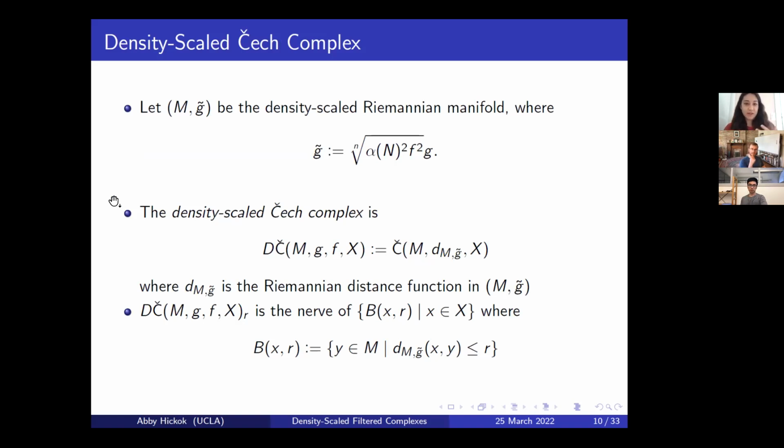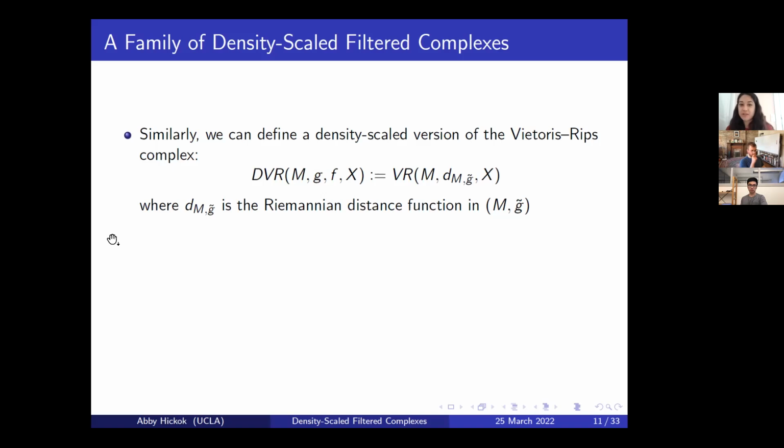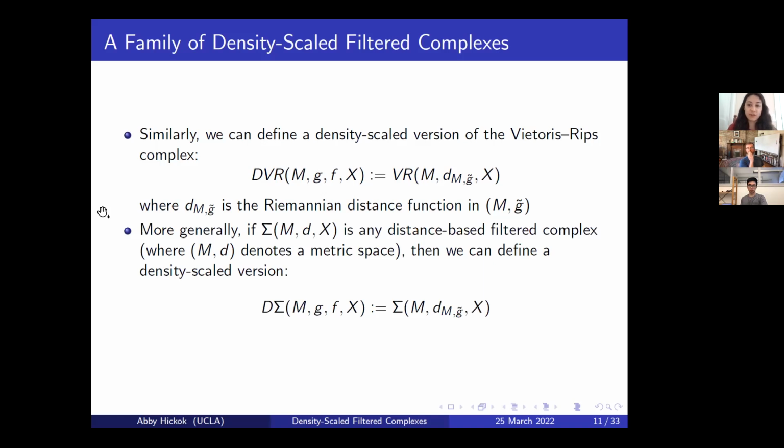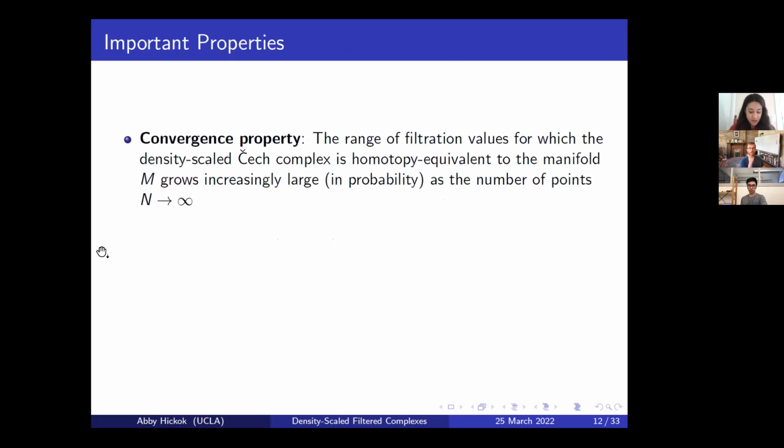We can do the same thing for the Rips complex, where we can define a density scaled version of the Rips complex. I'm denoting it here by DVR, density scaled Vietoris-Rips, with the same parameters, and it's just the Rips complex in this new metric space. And there's nothing special about these two filter complexes. More generally, if you have whatever your favorite distance-based filter complex is, denoted by sigma, we can define a density scaled version of it by saying, let's build this filter complex in this new metric space.